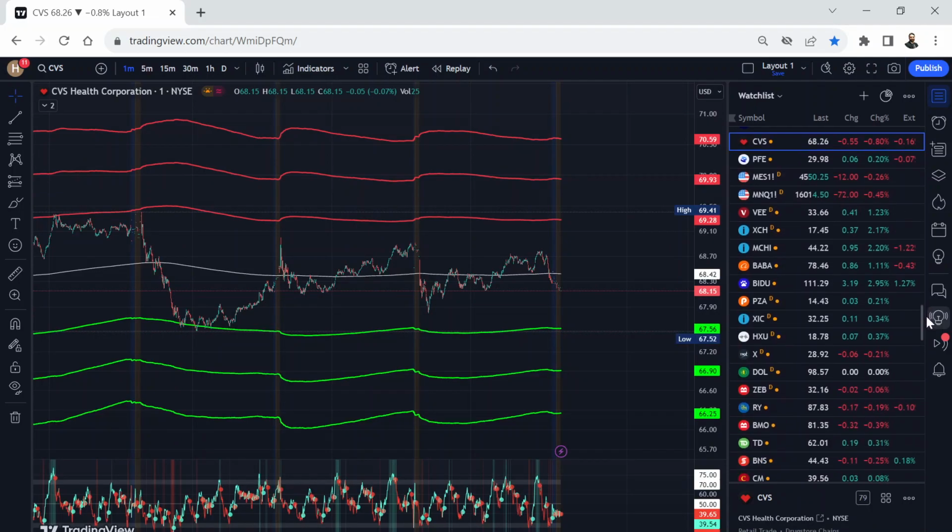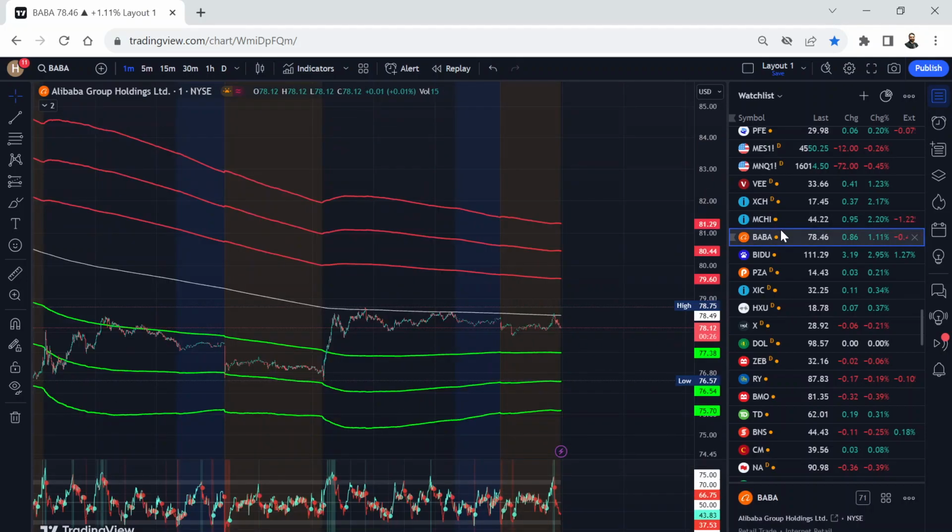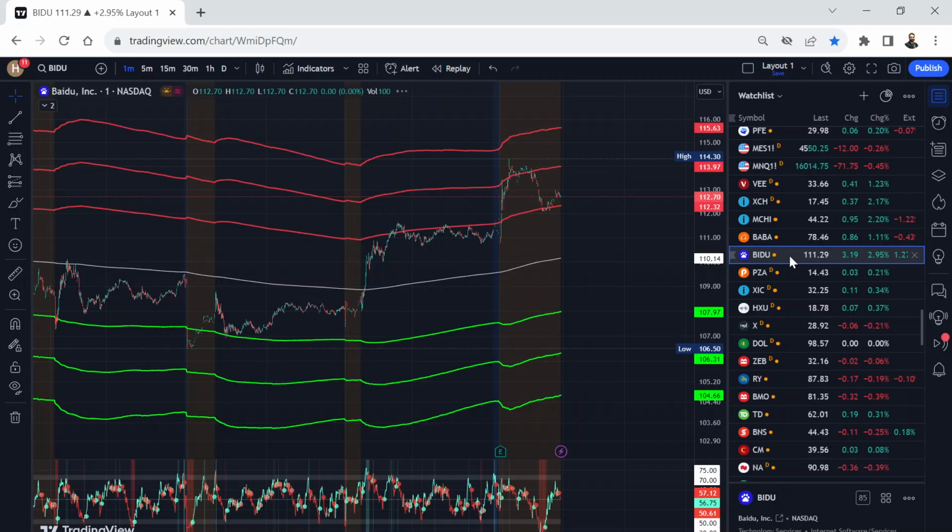And let's look at China. China Baba, Alibaba, near neutral zone. Baidu up 2.95. It's in the sell zone. All right, and yeah, I think that's about it.